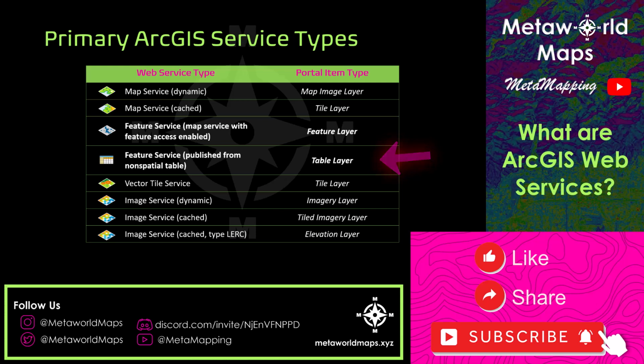So that's feature services. Next is vector tile services. Now these services are published from a vector tile package, and they are similar to image tiles from map services, but they actually store a vector representation of the data.